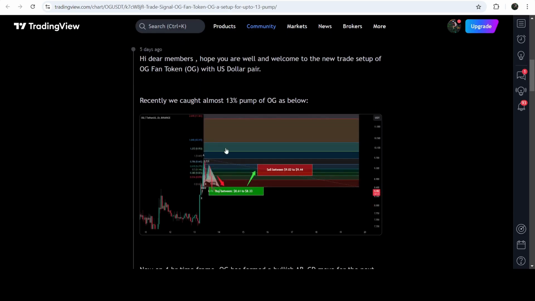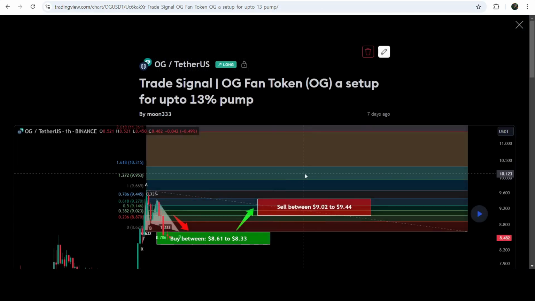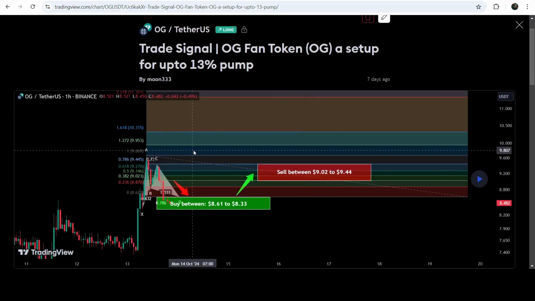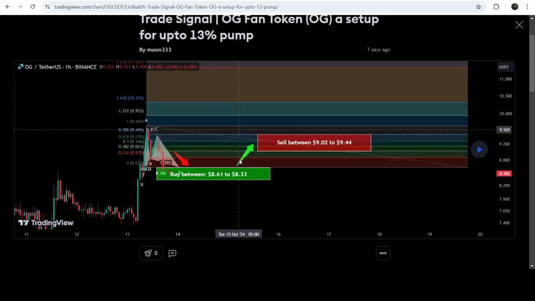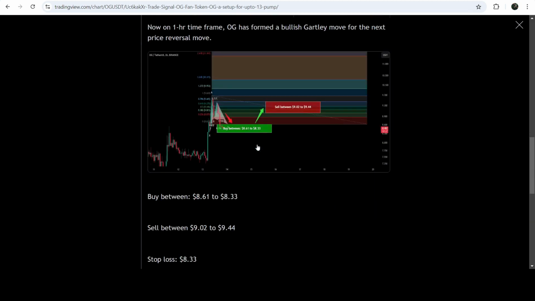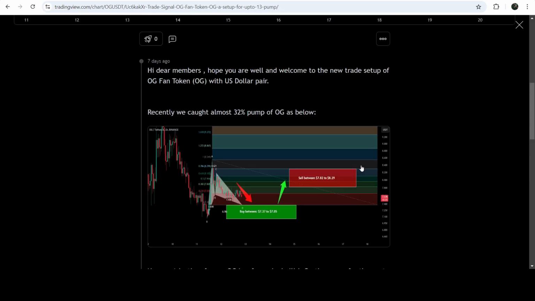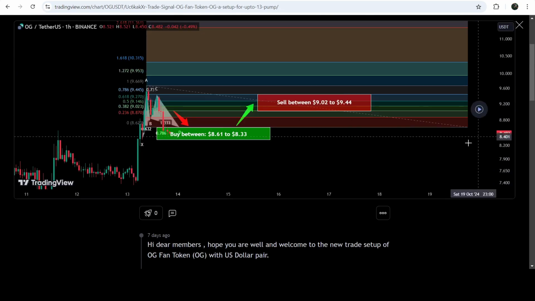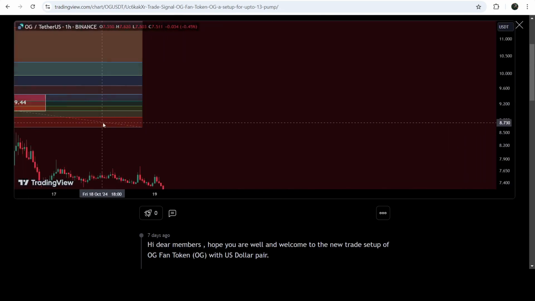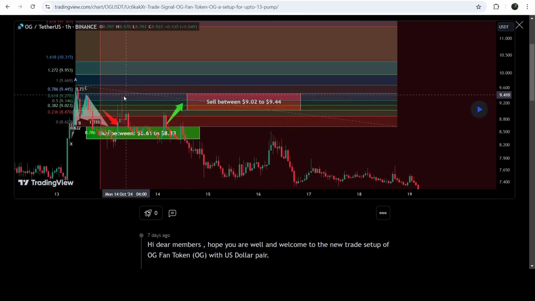And before that, we got almost 13% pump. And this move, by the way, I shared almost 7 days ago. And this was a harmonic bullish reversal Gartley pattern that OG Fan Token formed on a 1-hour time frame chart with US dollar pair. And this was a complete trade signal, a buying zone and the sell target zone and the stop loss. And if I play this chart, then you can see that the price line moved up from the buying zone and reached the sell target zone. And this was almost 13% pump.